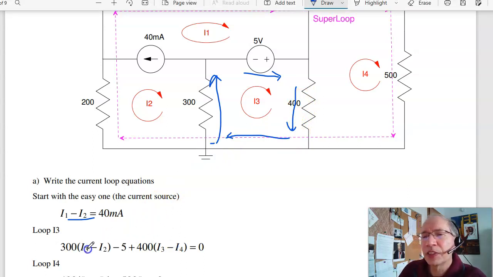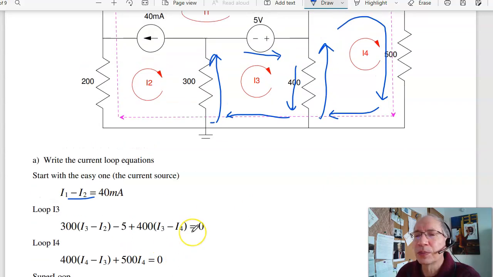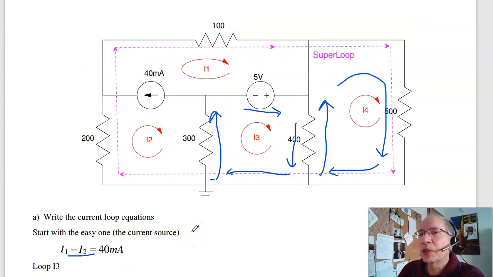And kind of a check: all the I3s should be positive, everyone else is negative. Around loop I4, starting right here, 400 times I4 minus I3, plus 500 I4, back where I started, equals 0. I need one more equation.